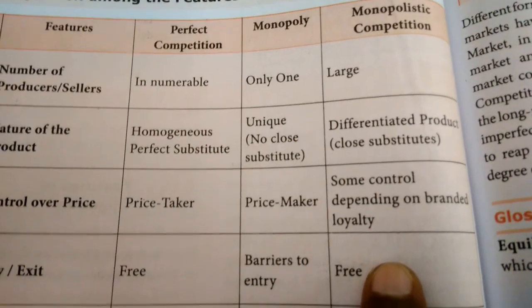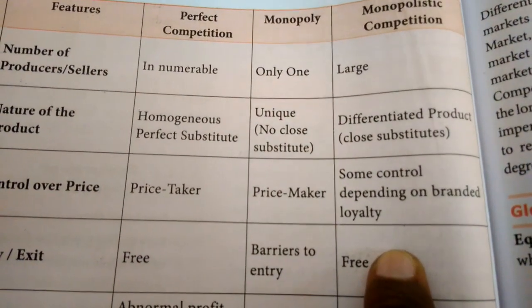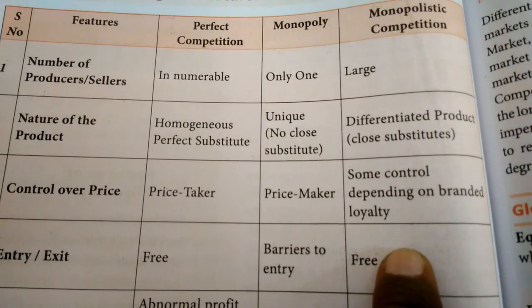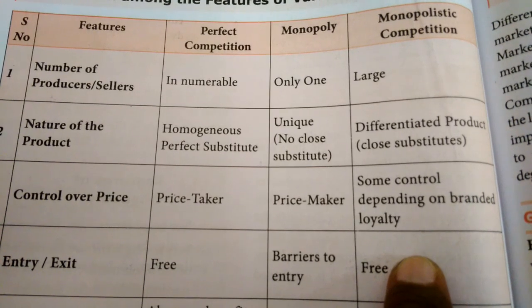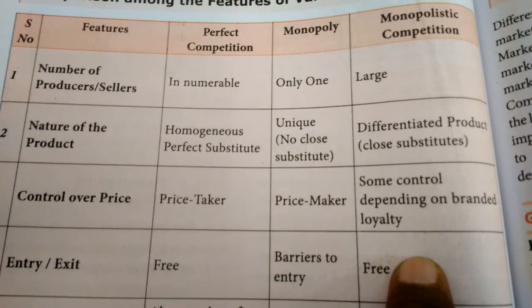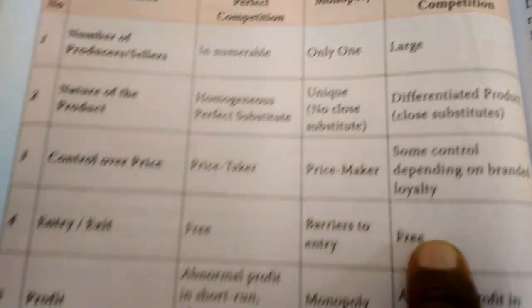Next, in the monopolistic competition market, there is some control depending on brand advertising or loyalty. The price of a product will always be subjected to changes in the prices of other commodities.